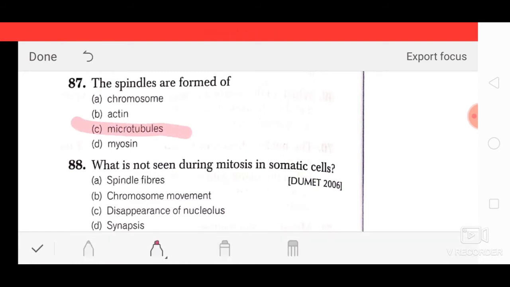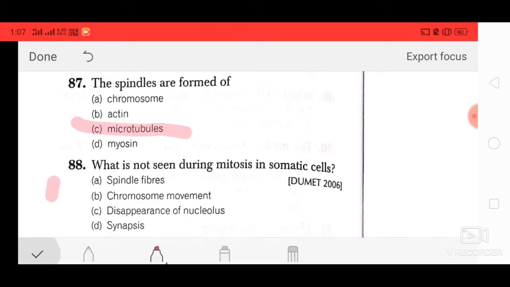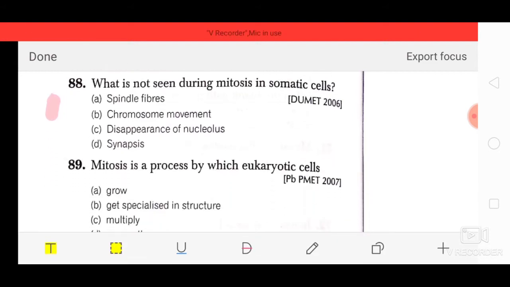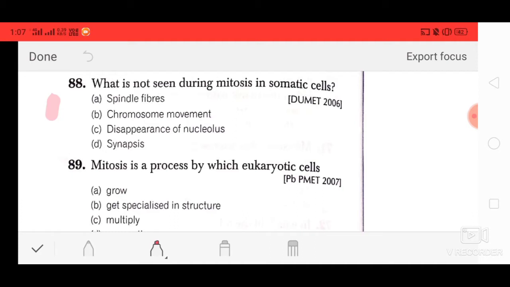Next question says that which of the following is seen during mitosis in somatic cell? And options are spindle fibers, chromosome movement, C is disappearance of nucleus, D is synapsis. And the correct answer of this question is option number D, that is synapsis.